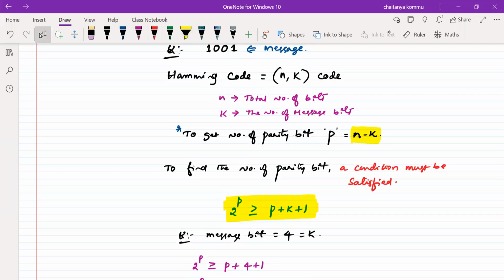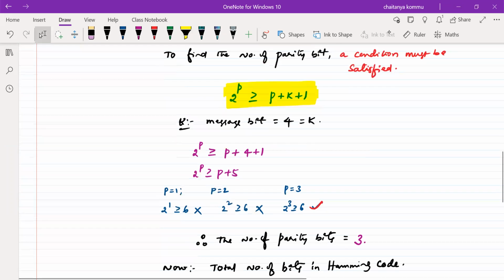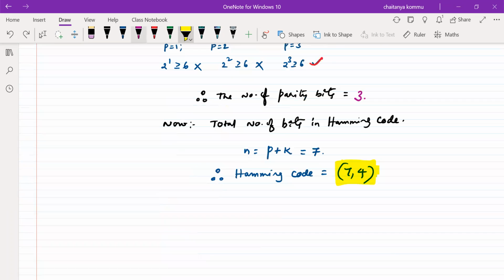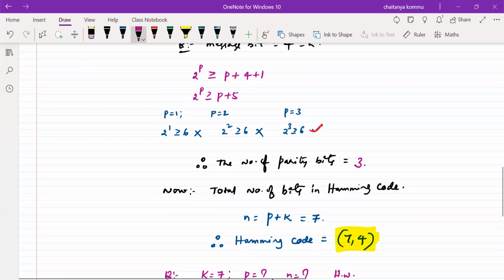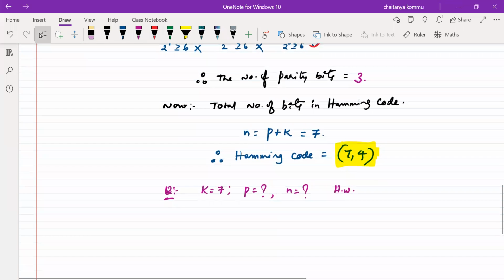For example, take it as a homework: if k is equal to 7 bits, what is the p value and what is the n value? Just follow the procedure that I have defined there. We just have to check the condition. Once the condition is satisfied, it's not necessary that it is equality; greater than is also possible.